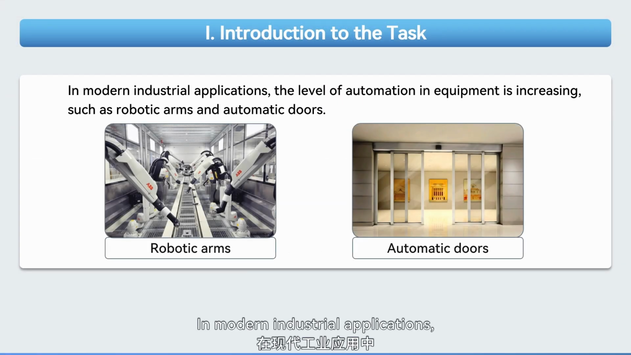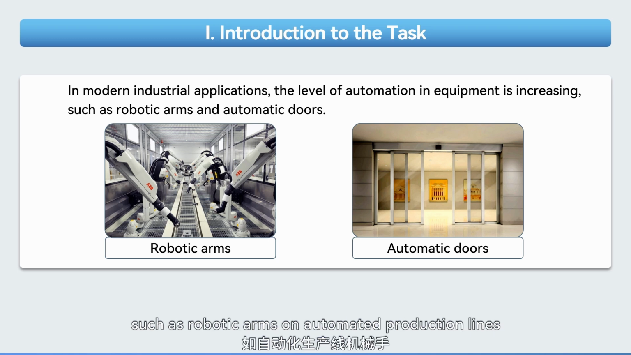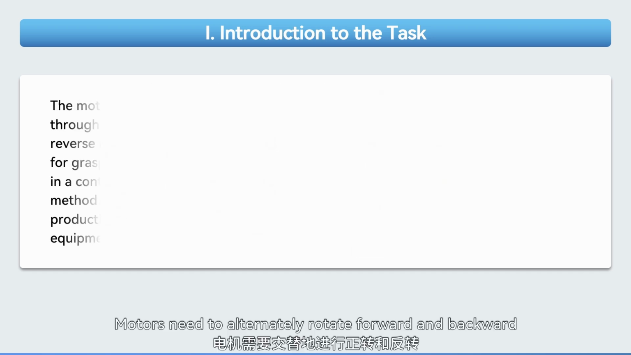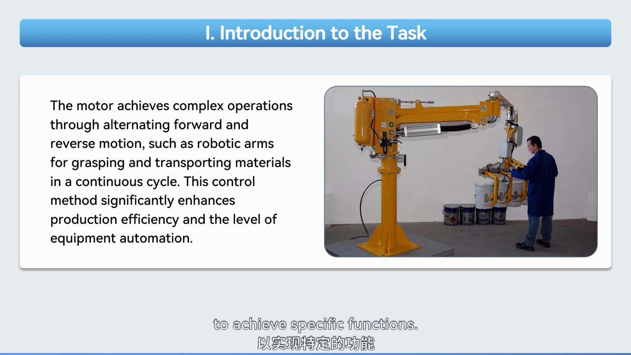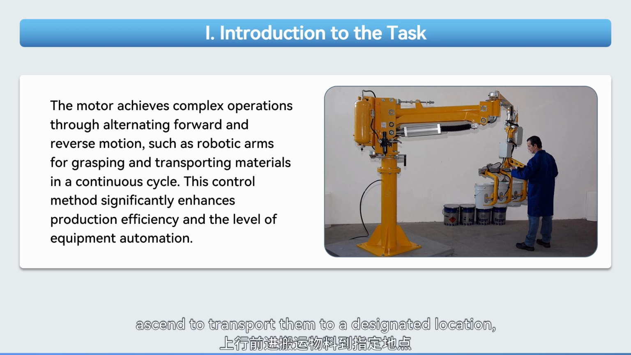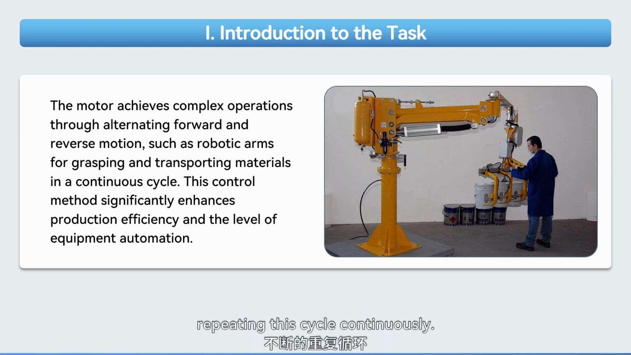In modern industrial applications, the level of automation in equipment is increasing, such as robotic arms on automated production lines and the opening and closing of automatic doors. Motors need to alternately rotate forward and backward to achieve specific functions. For example, a robotic arm may descend to grab materials, ascend to transport them to a designated location, and then retract to continue grabbing materials, repeating this cycle continuously.